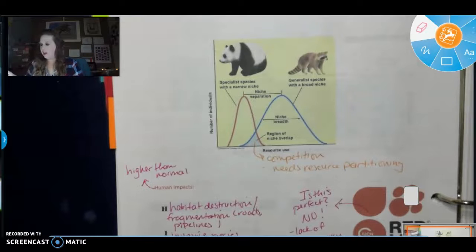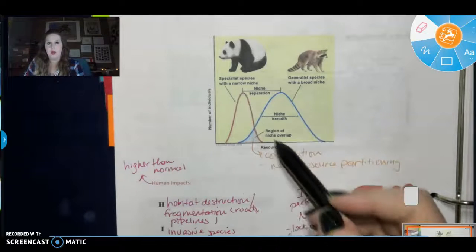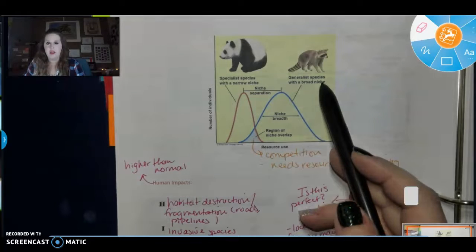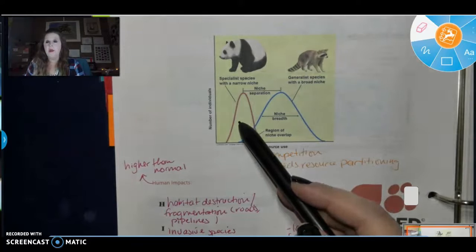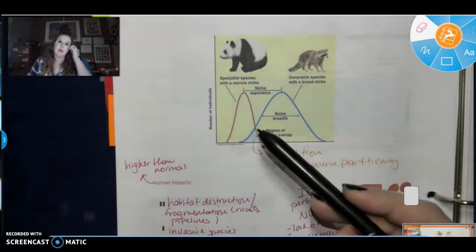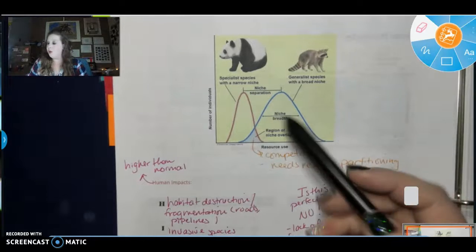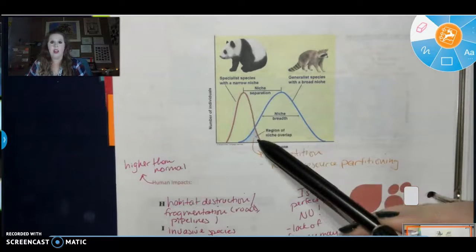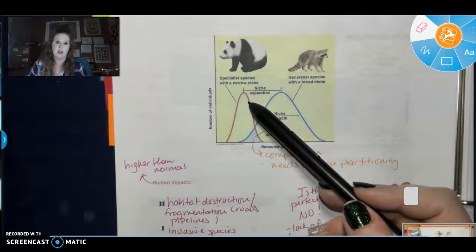So if you look right here, we have the niche. Okay, so this is the niche of the raccoon. This is the niche of the panda. Both mammals, but they live in different environments and they're going to have different food sources and competition and predators. So this is a much narrower niche. So a panda has a very specific set of conditions to survive in.